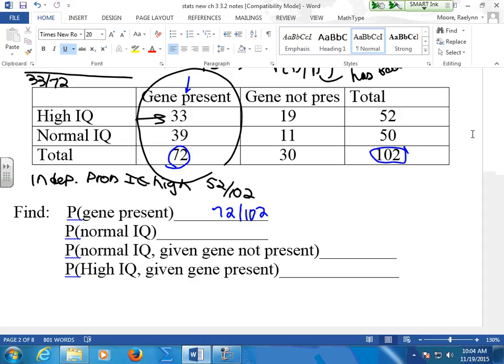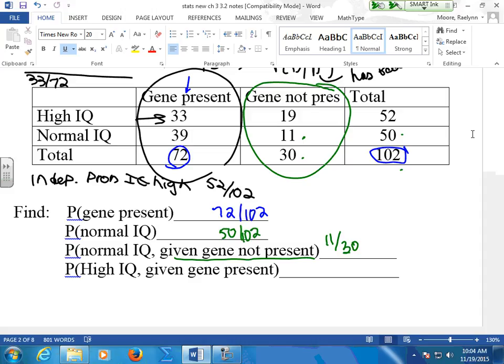Probability that they have a normal IQ. Good. That's just one event, so it doesn't matter what's happening. Probability of a normal IQ given that the gene is not present. So we go to the gene not present. That's our given. That's our A part that has to have occurred. Now we find what is the probability of a normal IQ. 11 out of 30. Okay? Oh, I'm sorry, that was a normal IQ, yes.